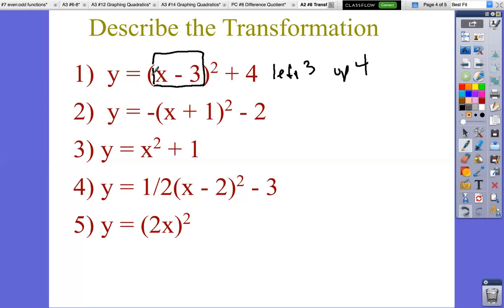Again, the thought process there is what value of x makes this equal 0? Well, what value of x would make the whole quantity here equal 0 would be positive 3. So that's really going to be right 3. So not left, but right 3. It's always the opposite of what you see here. So right 3, up 4. So what about number 2? This is going to be what?